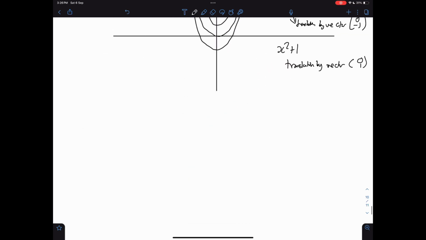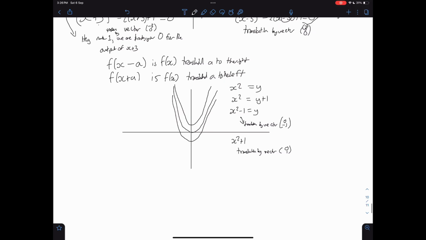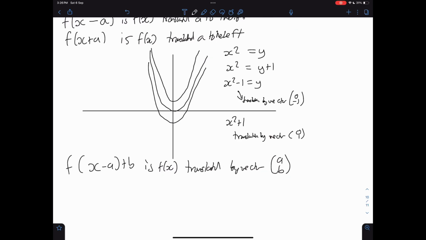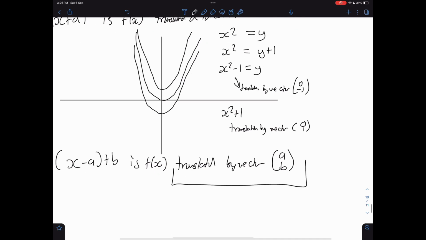But that's translations essentially. So we could also extrapolate this and combine the two and say f of x minus a plus b is f of x translated by vector a, b. And when you describe a transformation, you want to use that sort of phrasing.